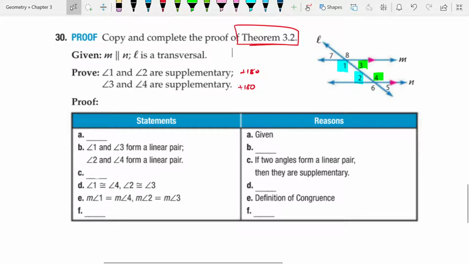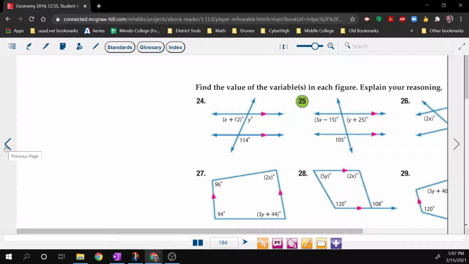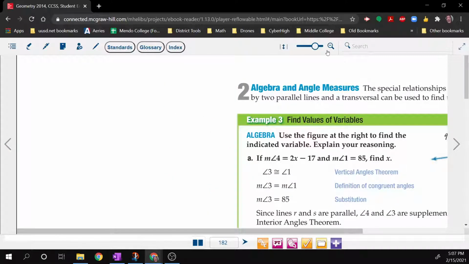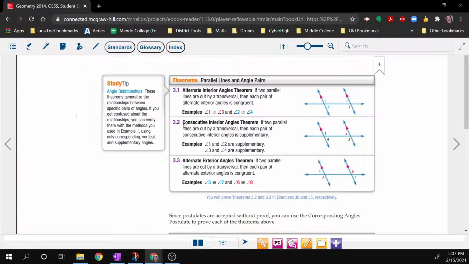And if I go to the book, let me move the book down in here. Theorem 3.2, consecutive interior angles theorem. This is what I'm trying to prove. Consecutive interior angles are supplementary. But I can't use this theorem to prove the theorem. I have to go back and use something before it.